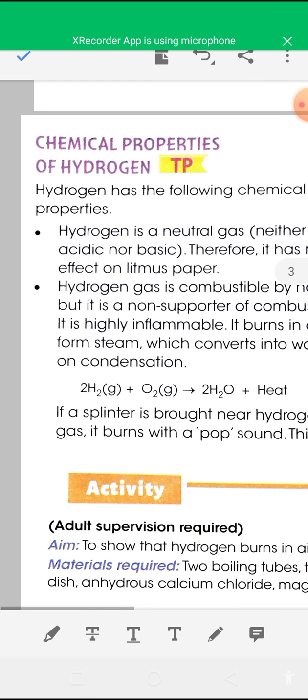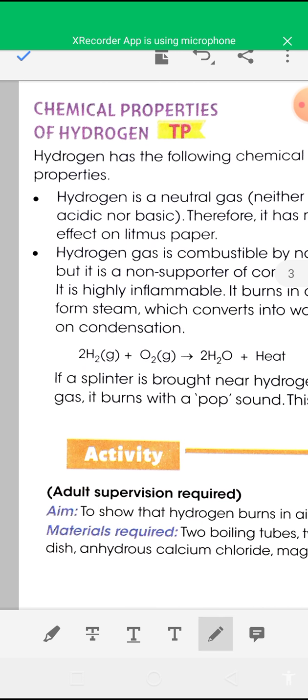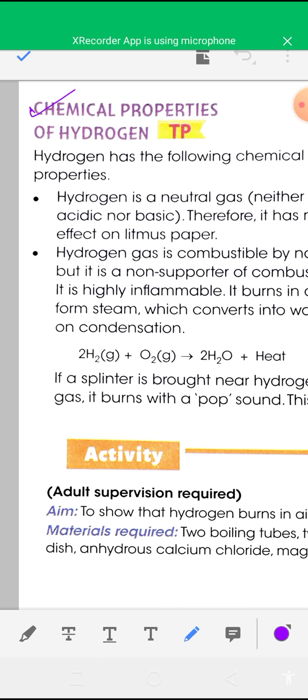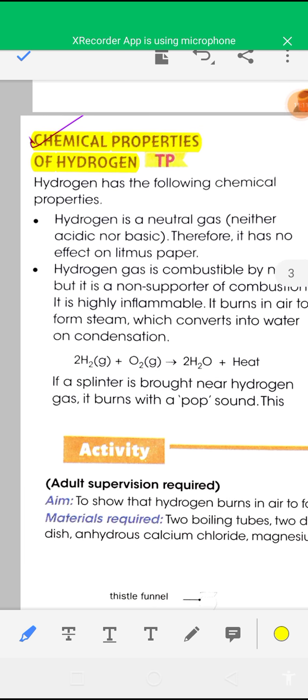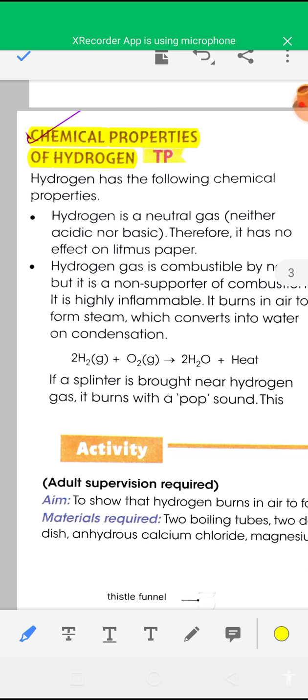Chemical properties of hydrogen. After physical properties, you have to read about chemical properties of hydrogen. Hydrogen is a neutral gas, that is, it is neither acidic nor basic, and therefore it has no effect on litmus paper. It cannot change the color of litmus paper, because it is neutral.